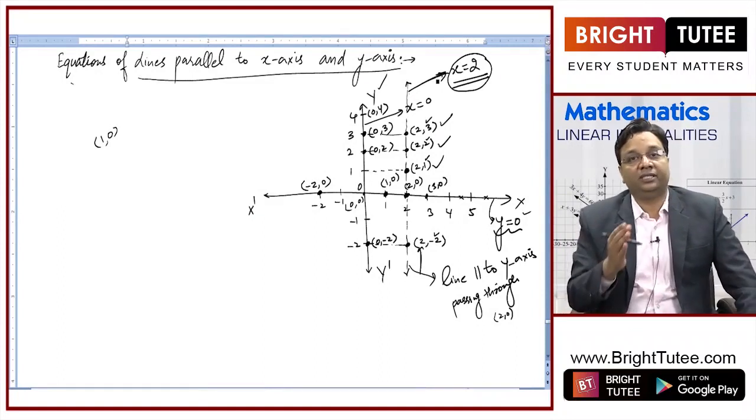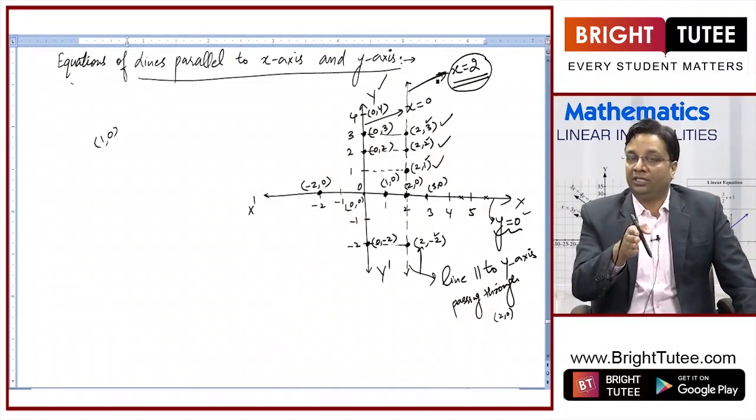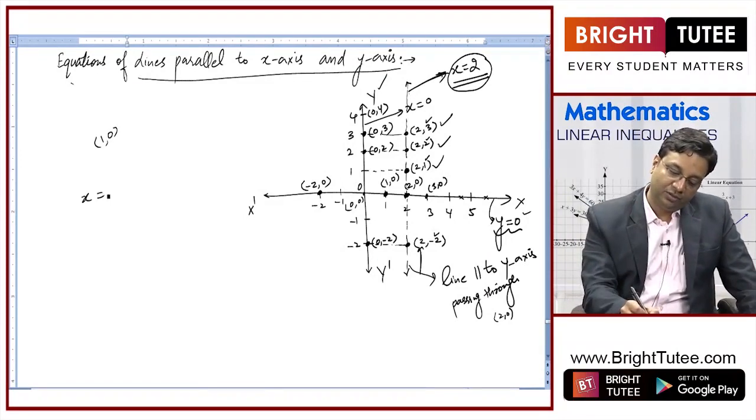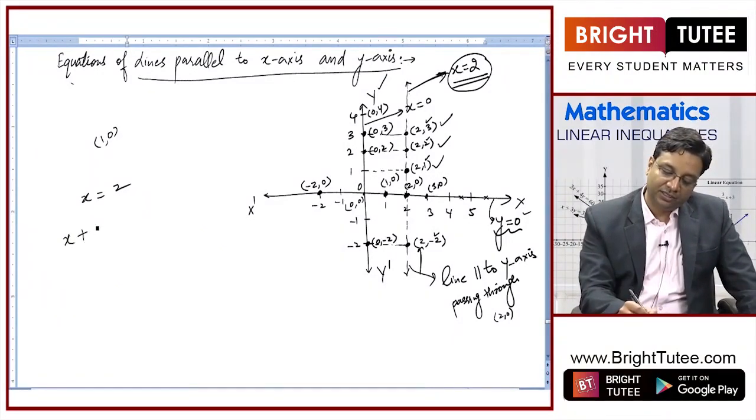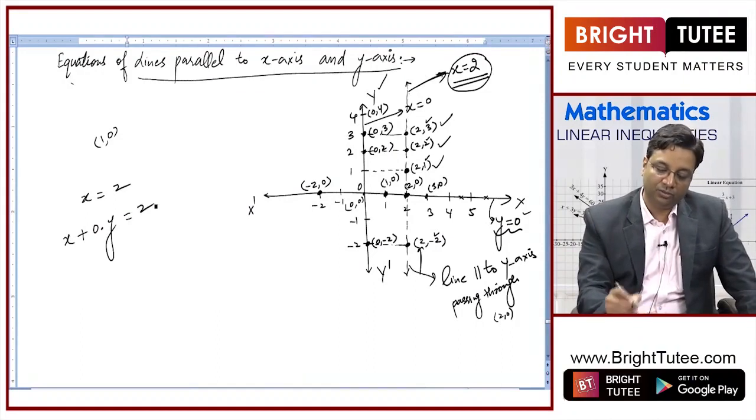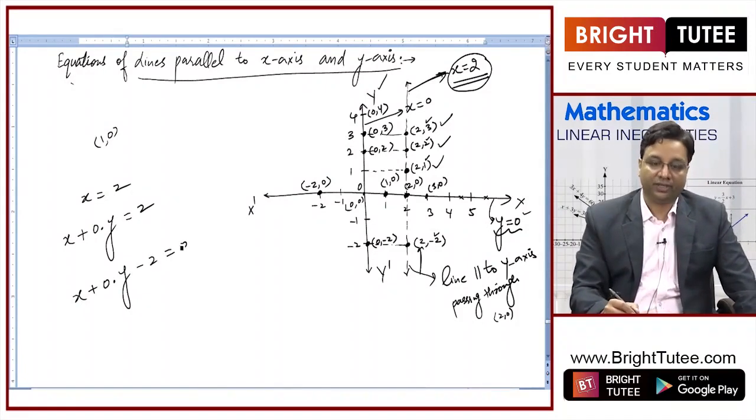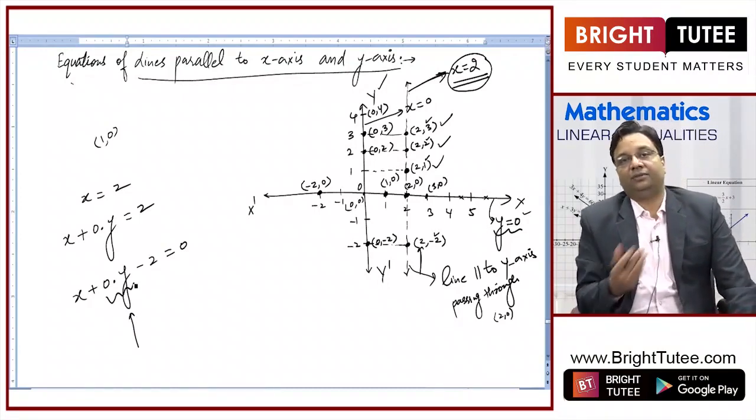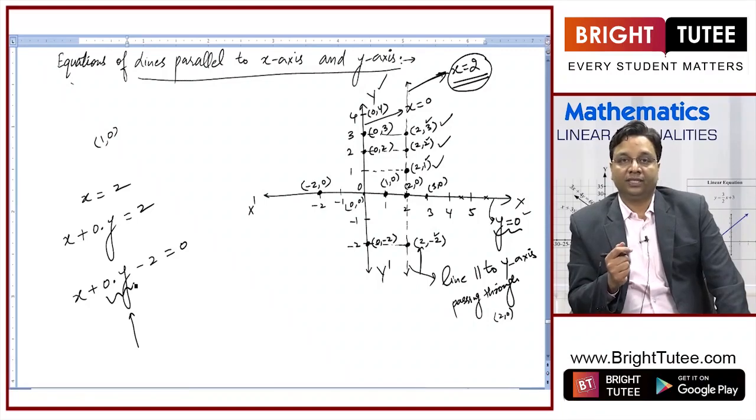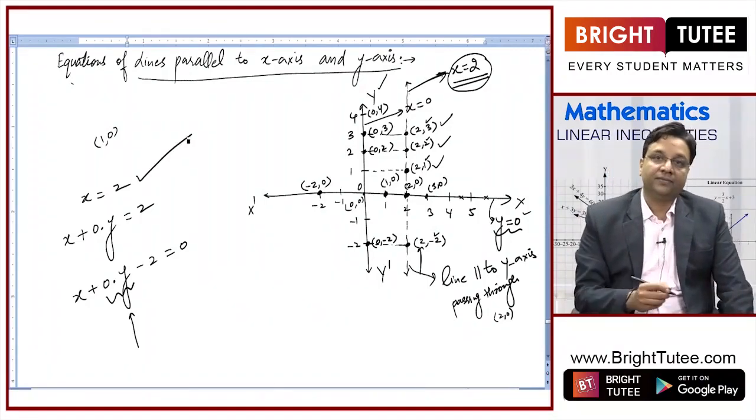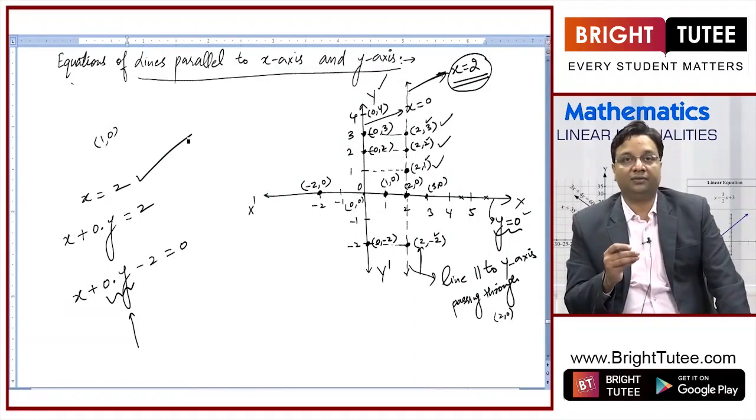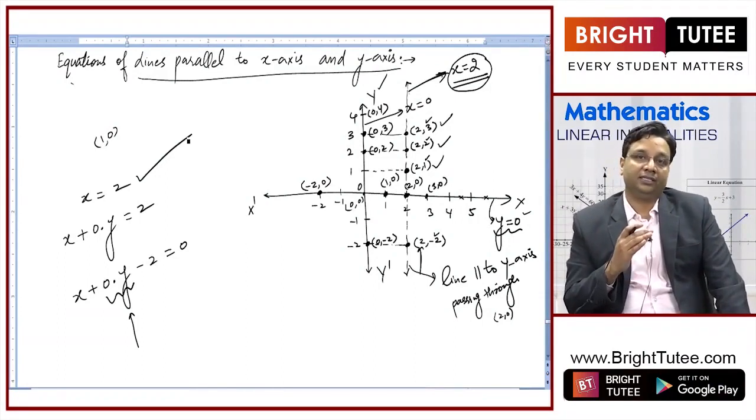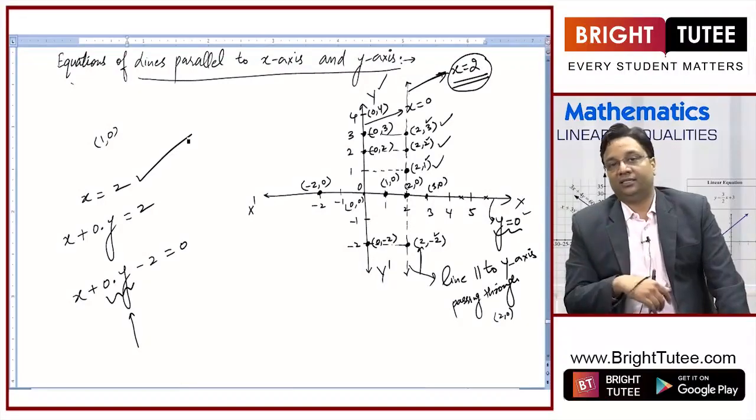Now, how do I represent this equation in terms of a linear equation in two variables? x equal to 2 can be written as x plus 0 into y equals 2, or in standard format it can be written as x plus 0 into y minus 2 equals 0. Now, you put any value of y, this term will become 0 and x will be equal to 2. So, in this equation, which has a graph line parallel to y-axis, the value of x is not dependent on the value of y.